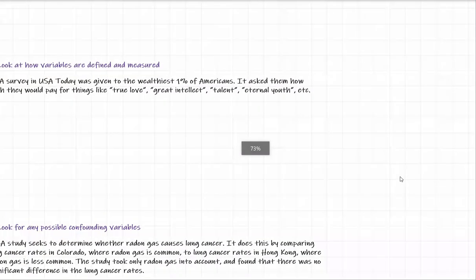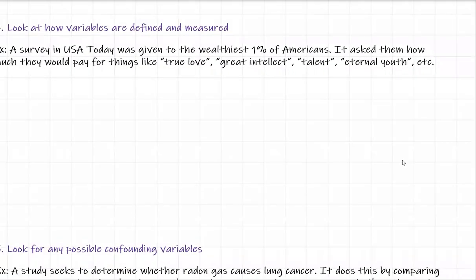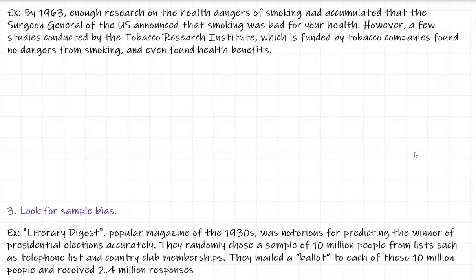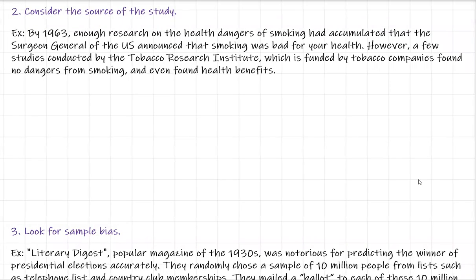Let's look at our, oh, I don't know what I did. Sorry, let me fix that. There we go. Okay, there we go. Hopefully that doesn't look terrible on your end.